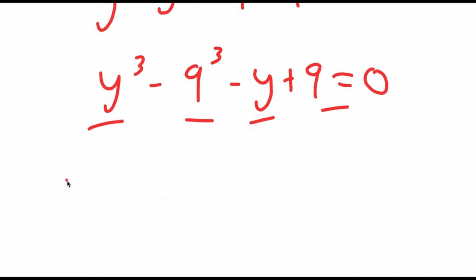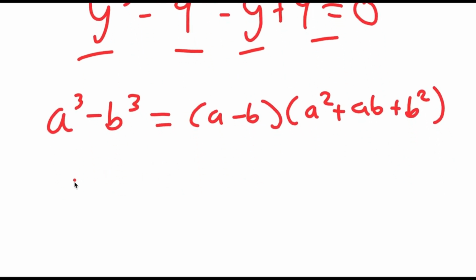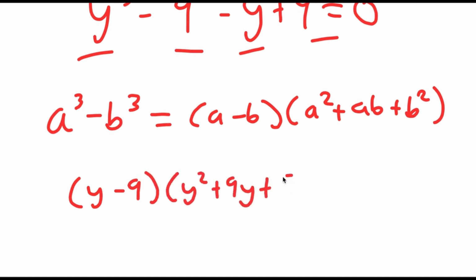So now from here, I'm going to use the property a to the power of 3 minus b to the power of 3 is equal to a minus b times a squared plus ab plus b squared. So I get y minus 9 times y squared plus 9y plus 81. And now I have this minus y plus 9 is equal to 0.